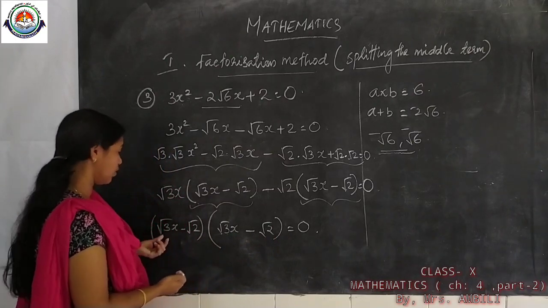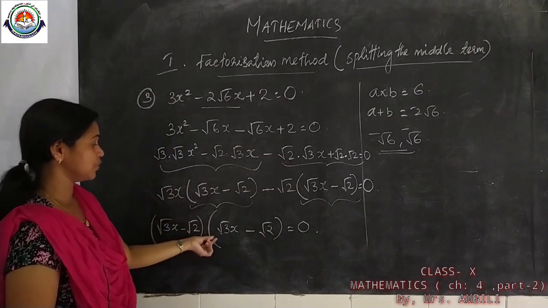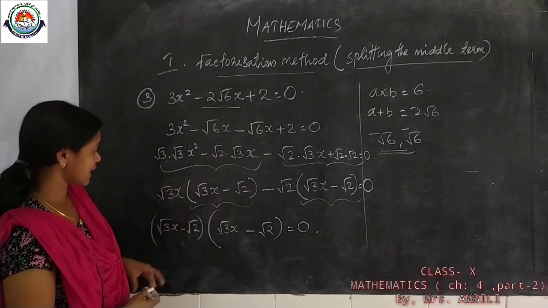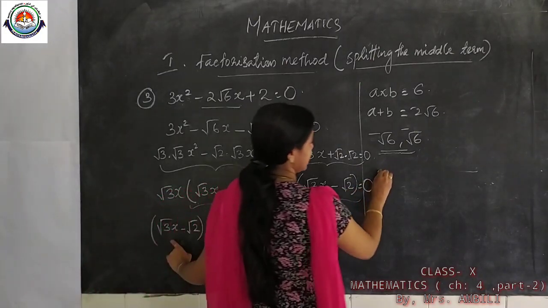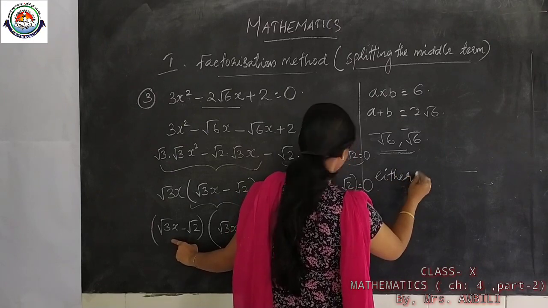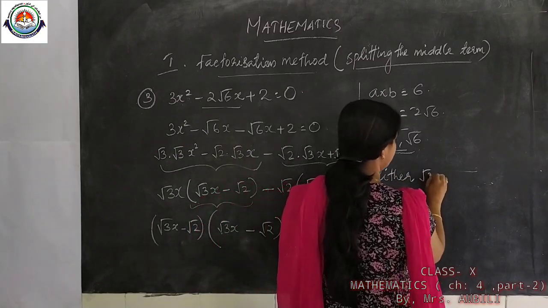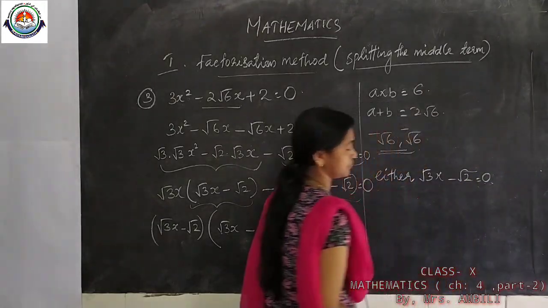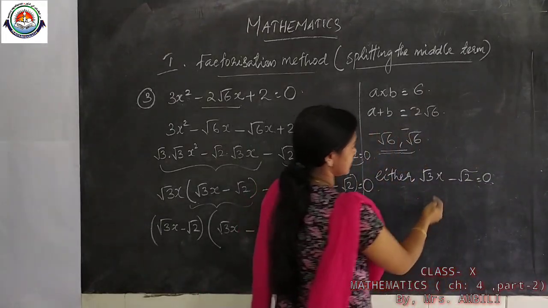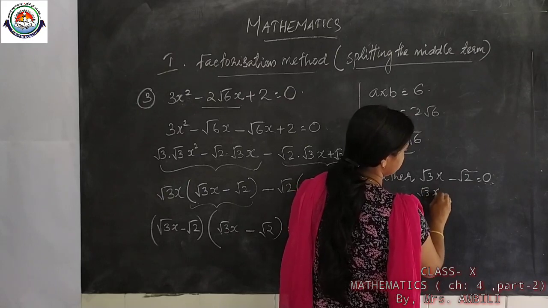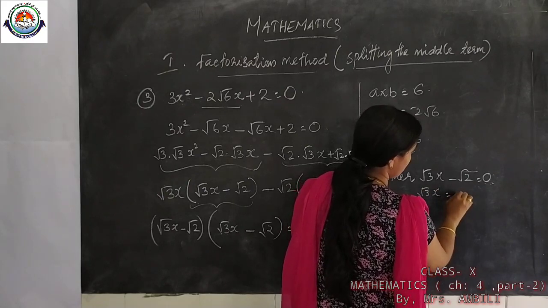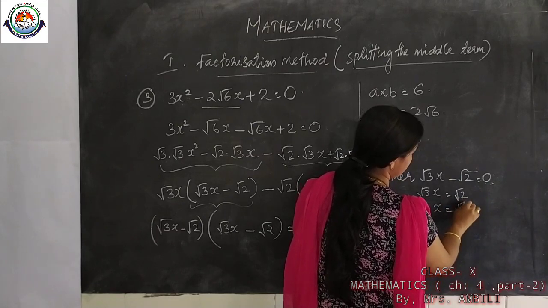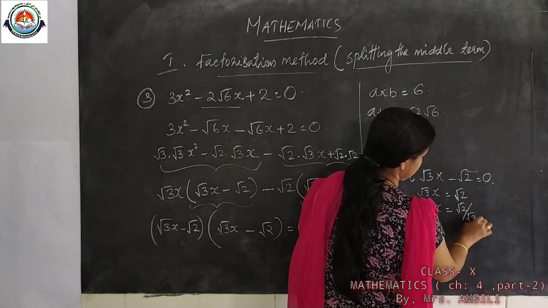So now what we got? Root 3x minus root 2 into root 3x minus root 2 equal to 0. Which means either root 3x minus root 2 equal to 0, which means root 3x equal to root 2. So x equal to root 2 by root 3.